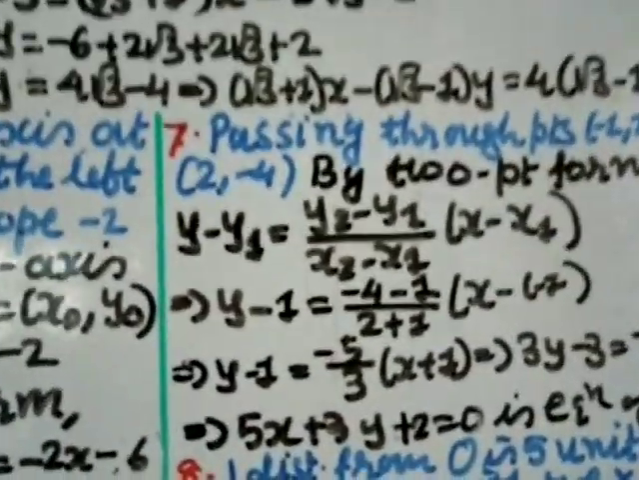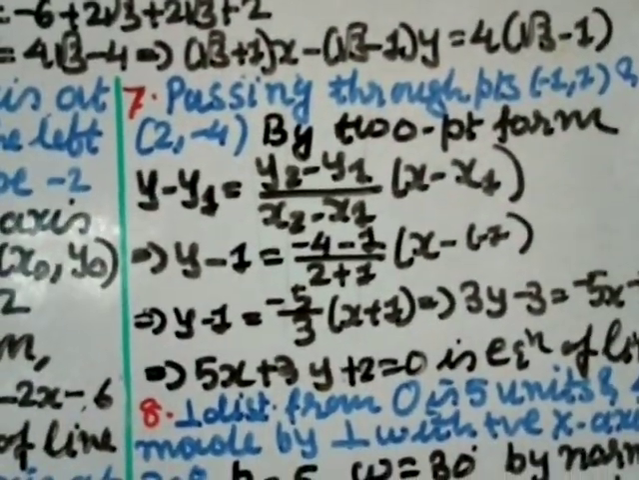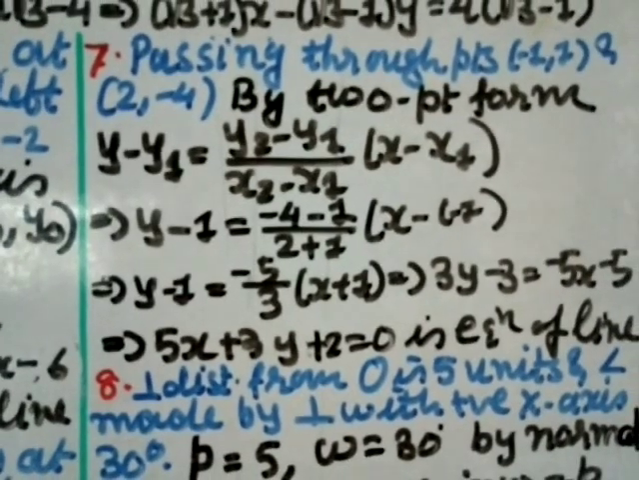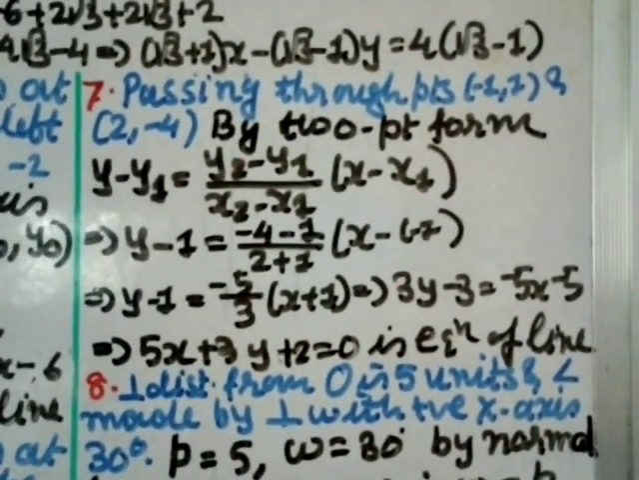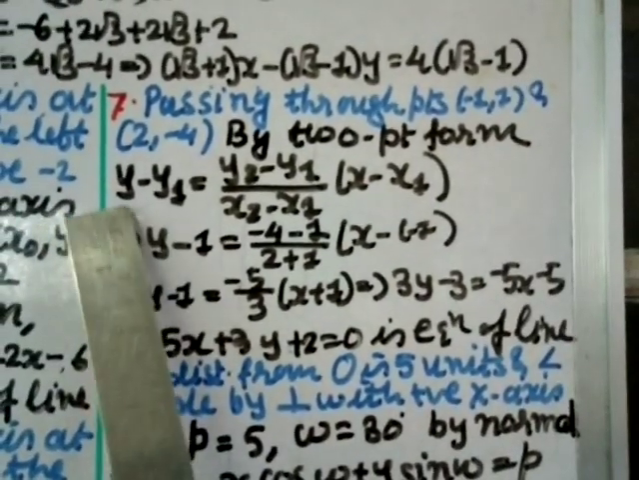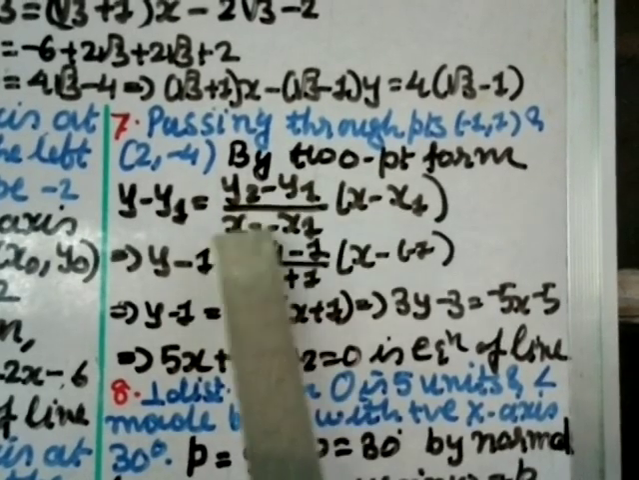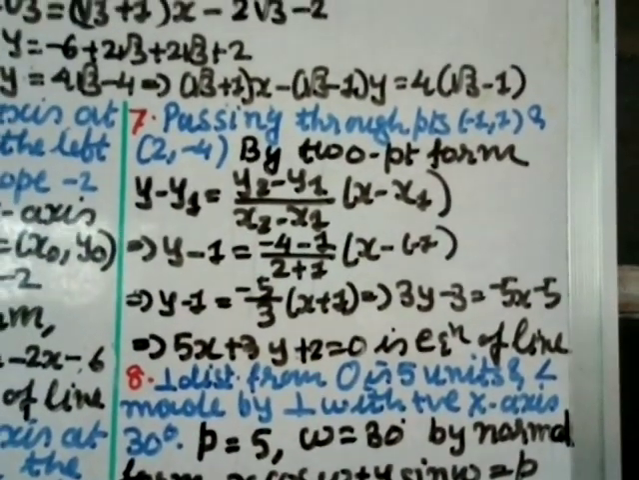Question number 7. Passing through the points minus 1, 1 and 2, minus 4. Now the equation you have to find. Two points are given, so you use the 2-point form of equation of line. So by 2-point form, y minus y1 equal to (y2 minus y1) by (x2 minus x1) into (x minus x1). Okay, this is the formula. Call this one x1, y1, and this one x2, y2.